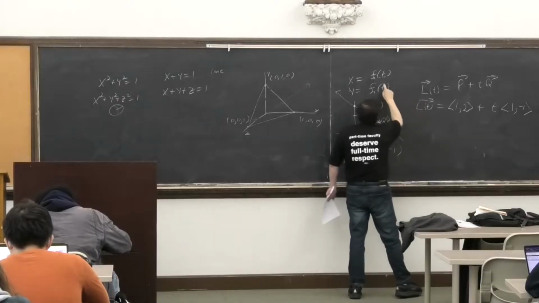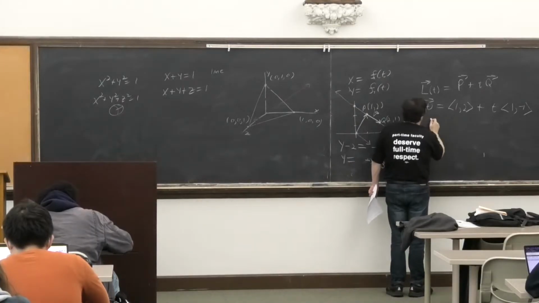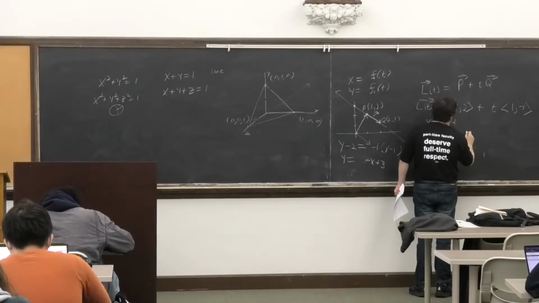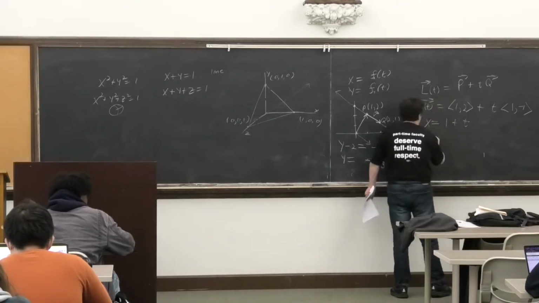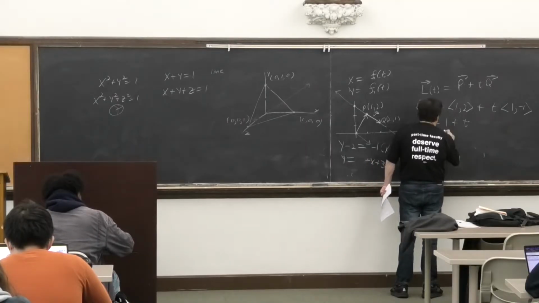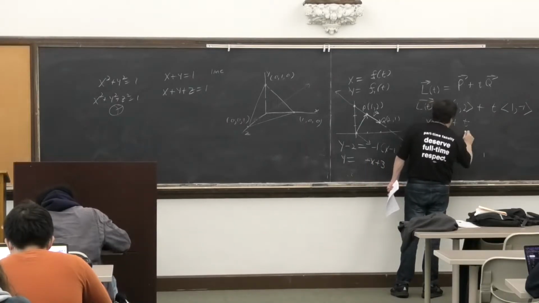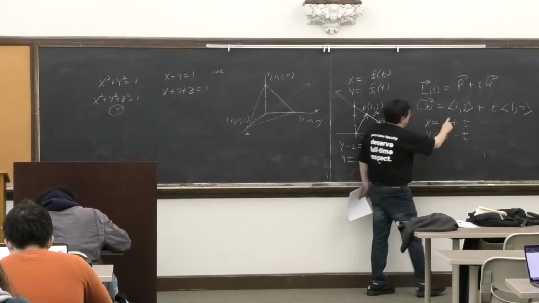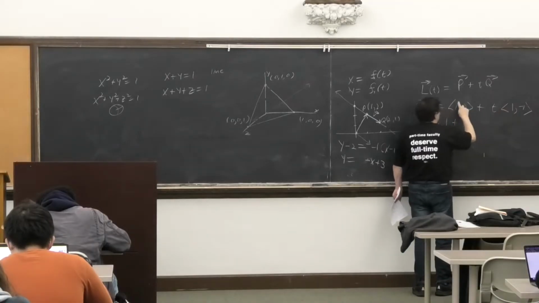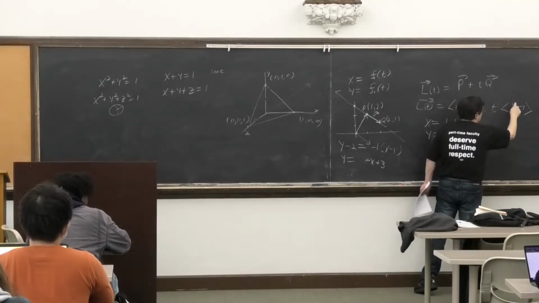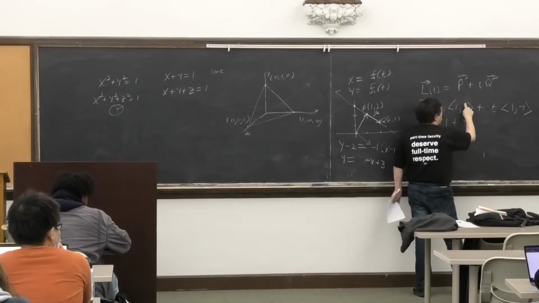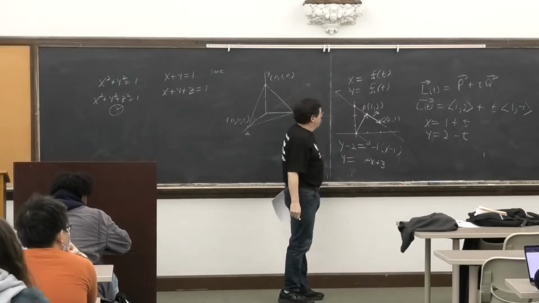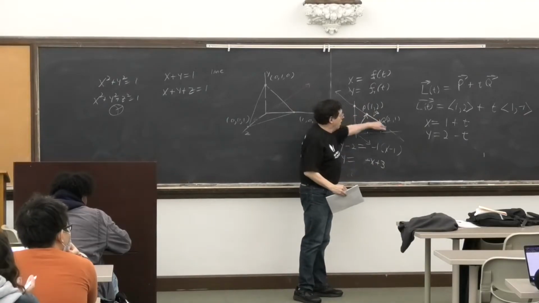So we wanted to get back here, so let's write this out. So our x is going to be 1 plus t, and our y is going to be equal to 2 minus t. I'm going to go over that slowly. This is x, right? So 1 plus t times 1. Y is 2 plus t times minus 1. Okay. So now we have a parametric equation for this line.